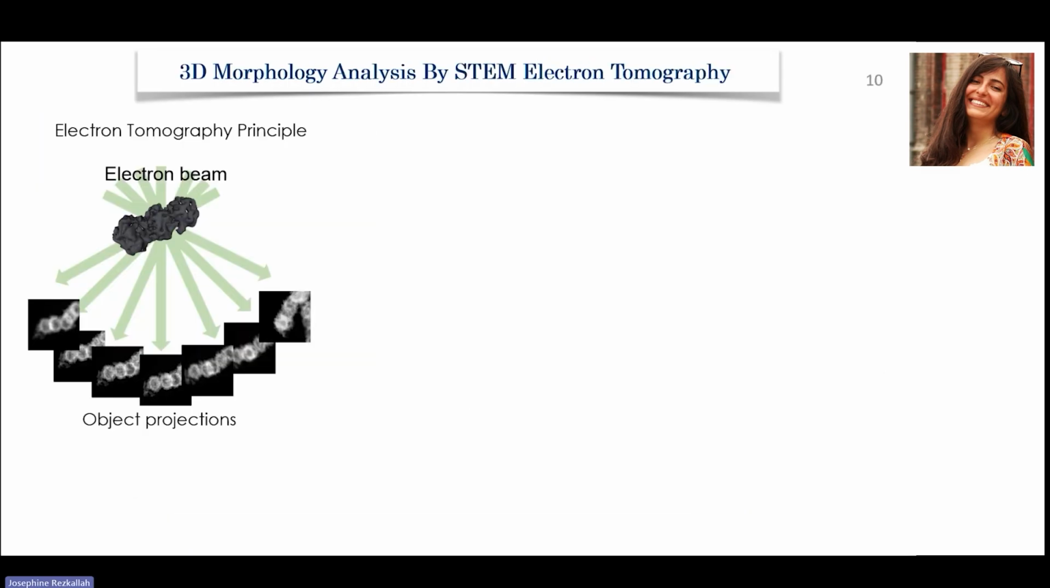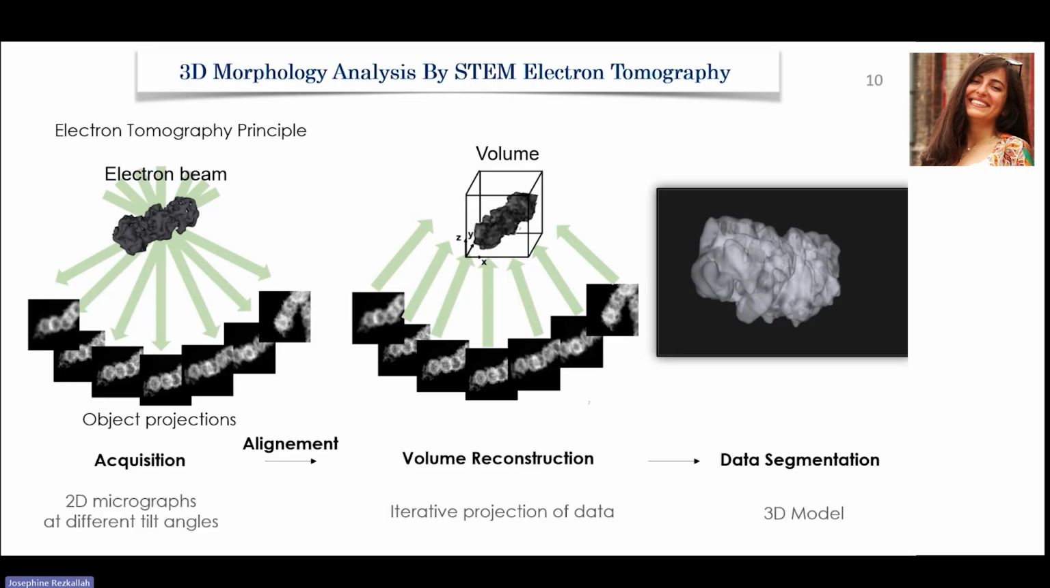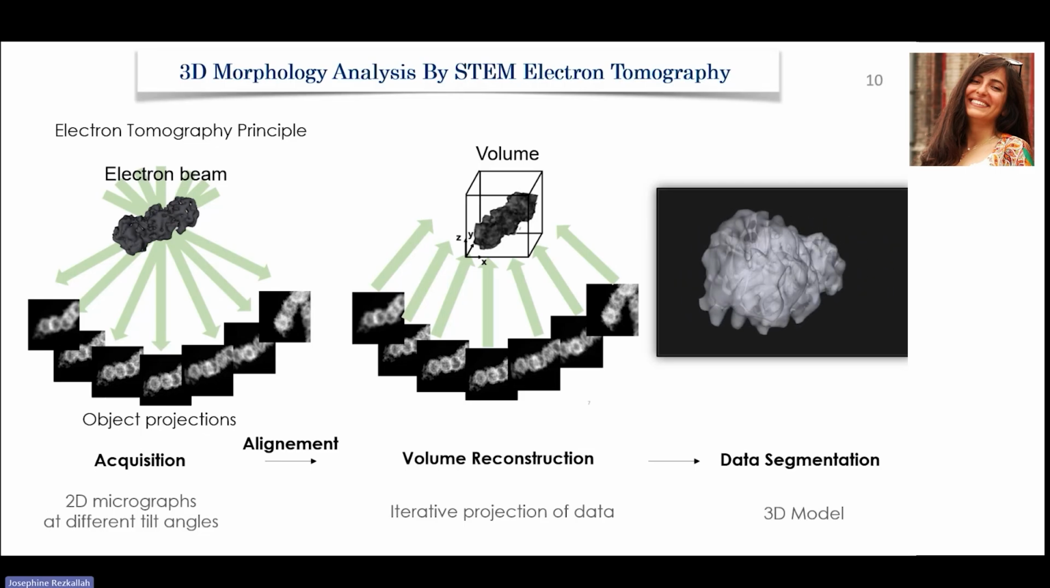Before presenting you the results, I will explain briefly the principle of electron tomography. The first step involves the acquisition of a series of 2D micrographs at different tilt angles. These series are aligned. Then the volume is reconstructed using a proper algorithm. It all depends on the sample we're analyzing. And the last step is the segmentation, which allows us to visualize the 3D model of the sample. You see here the 3D model of three connected nanospheres we've analyzed, showing their complex morphology.